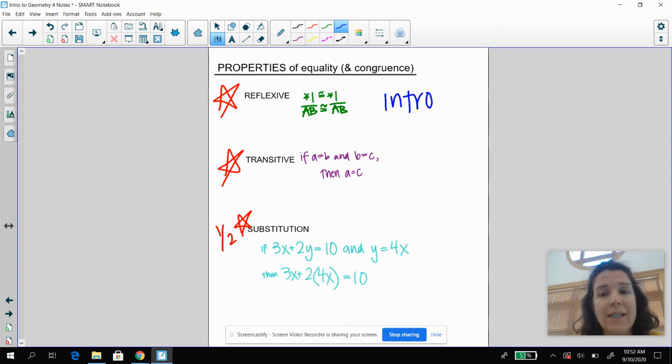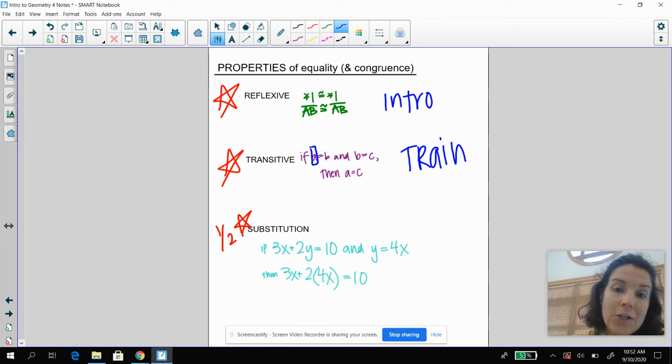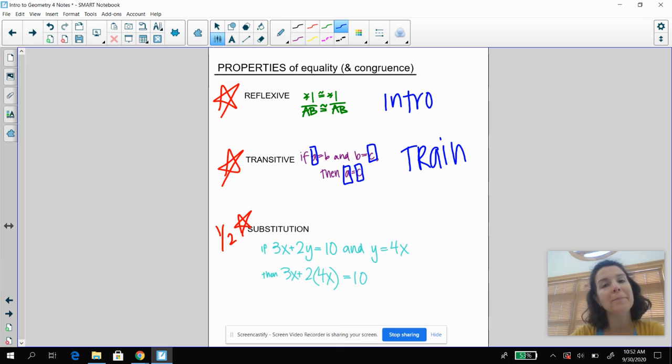We'll talk about transitivity being a train. I can think of my conductor and my caboose, and they live together on their choo-choo train. Whoop, whoop. So that is how you can think about the transitive property, and we'll see that in motion in a little bit.